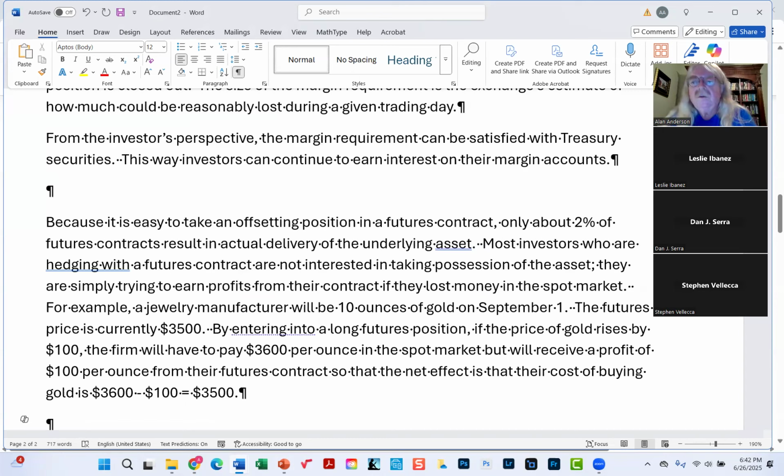Okay. So you can just close out this account and collect your profits, or else you can use the contract to actually buy the gold at $3,500. So either way, you're going to end up still being able to buy the gold for $3,500. But if you get out of the position, you're going to collect your profits and then use that to pay for the higher expense of the gold. So with a forward contract, the contract itself is what you're going to use to buy the gold, because that's what you're obligated to do.